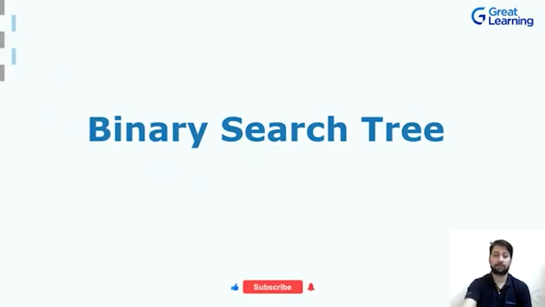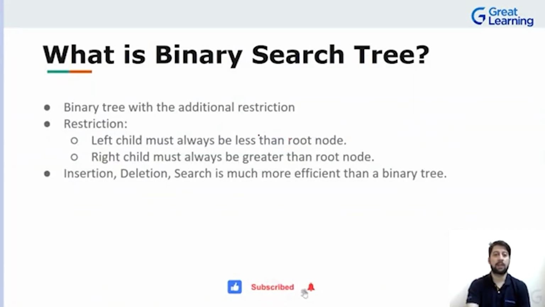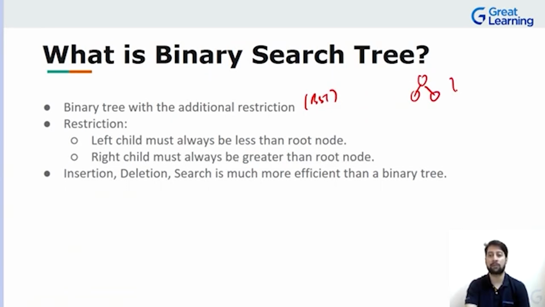Binary search tree. Now, what is a binary search tree? So, a BST is nothing but an additional restriction on a binary tree. Like we have already seen the binary tree wherein at most we can have two children, right? So it can be on the left side or it can be on the right side. Now, what are the restrictions on this tree?